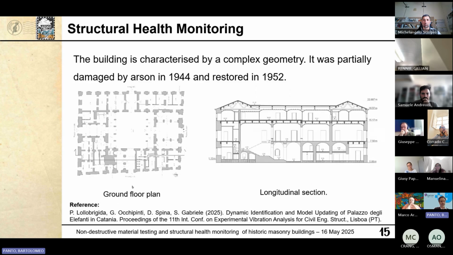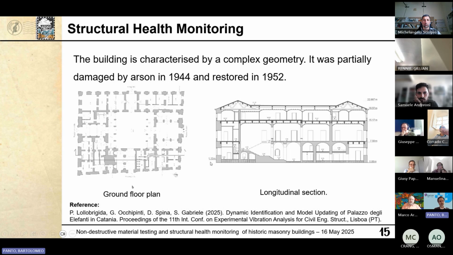So this is just to give you an example of how historic buildings are generally complex in terms of geometry. The problem is that we have a lot of assumptions to make in our model. And of course, we are not sure if we are very close or not in our modeling, if we are capturing the main features of the structure. As you can see in this slide, in this case study, the plan is very complex. We have a lot of levels, irregularities, whatever.